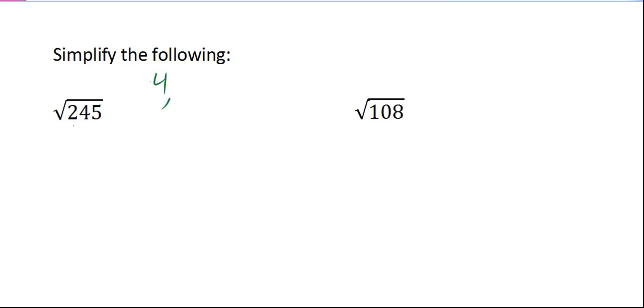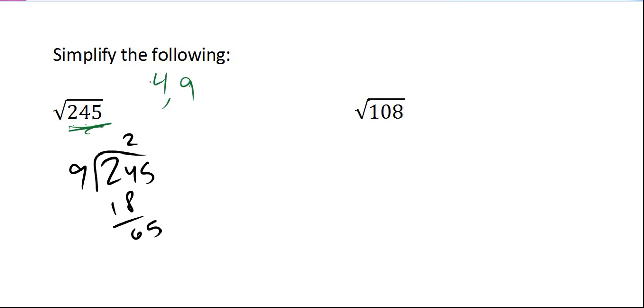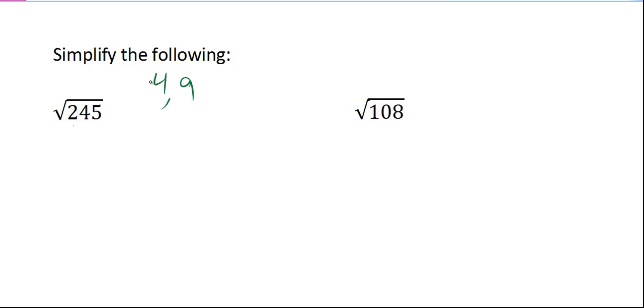I hope we know this rule, but 2 plus 4 plus 5 is 11. In order to be divisible by 9, all digits have to add up to 9, which this doesn't. If you're unsure of that, we can test it, right? We could try dividing by 9, and it goes in 2 times, and that gives me 18, and 65 is certainly not divisible by 9, so 9's out.